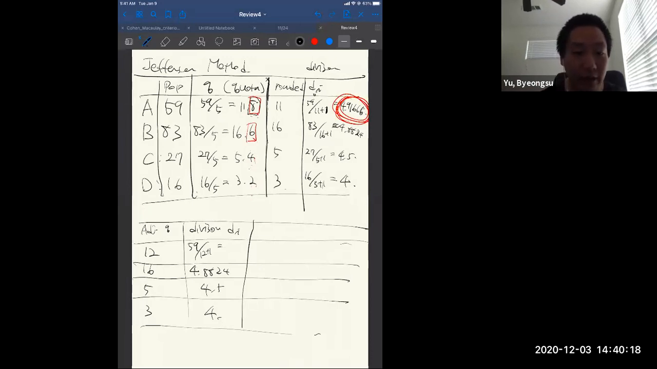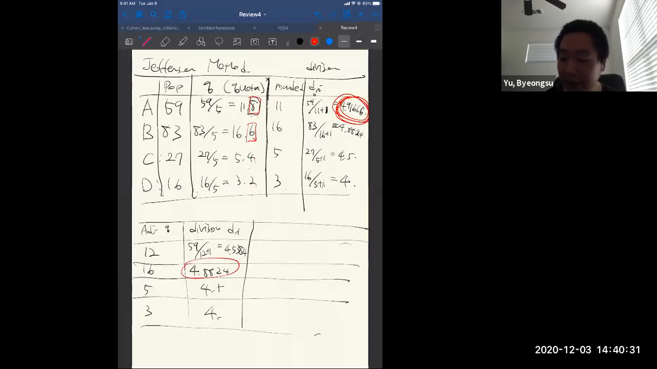Anyway, this one should be 4.5384 something. In this case, B has the greatest divisor, so we need to add 1 here. So A will finally get 12, B will finally get 17, and 5, 3, and done. Right, so that's the Jefferson method.